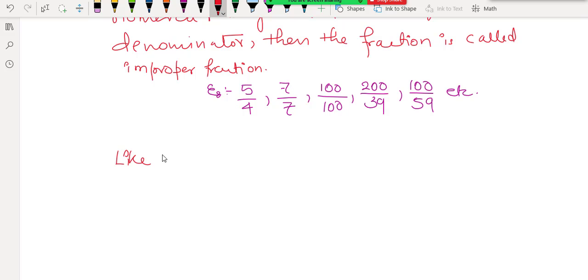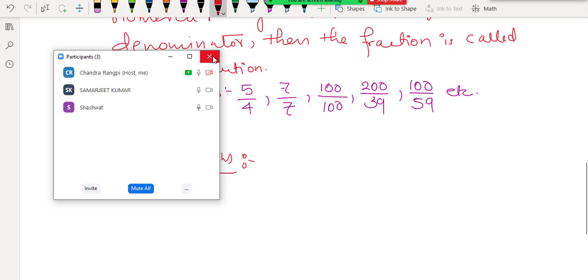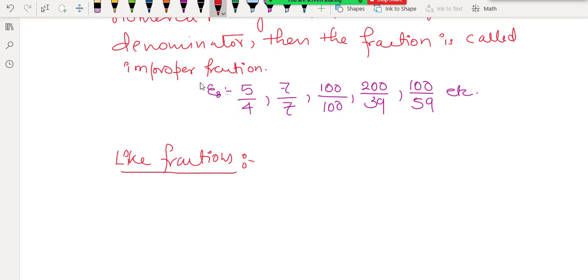What is like fraction? The fraction with numerator 1 is called like fraction. No, that's not correct. Fractions with same denominator. Yes, that's correct. Yes, same denominator. Many fractions with same denominators are called like fractions.